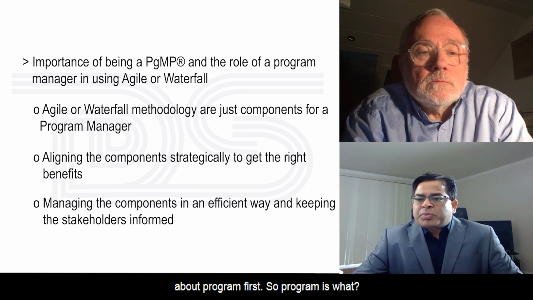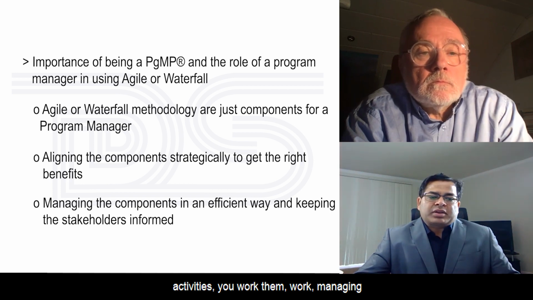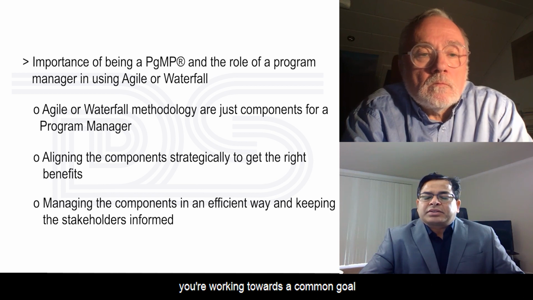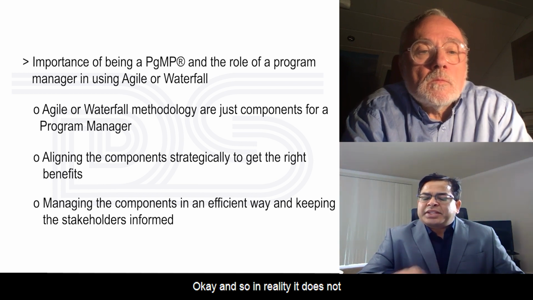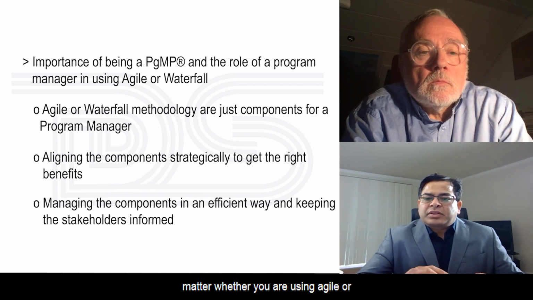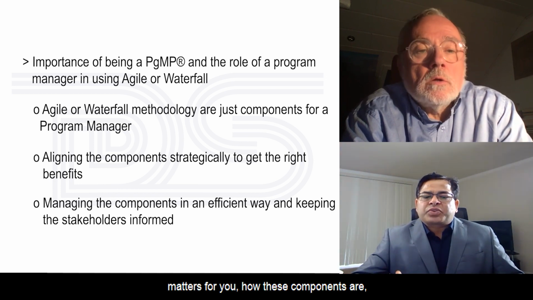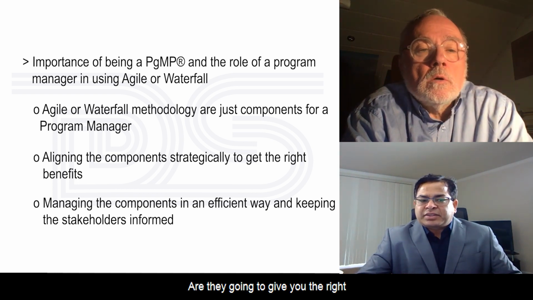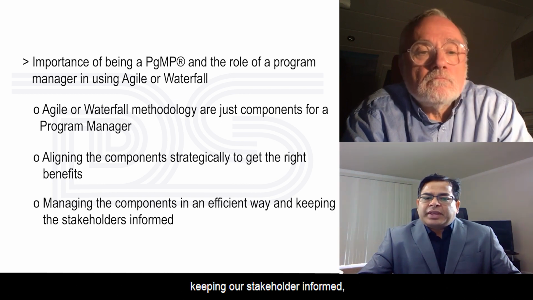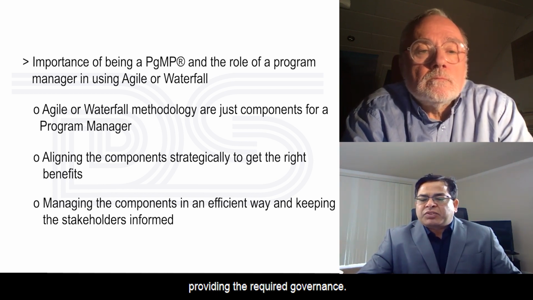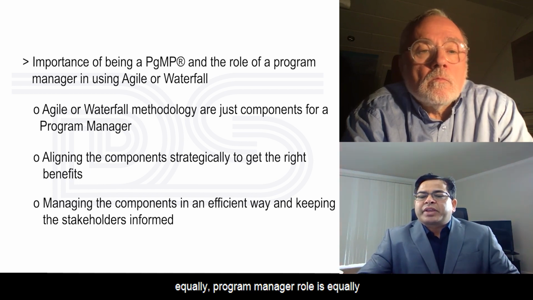So let's talk about program first. A program is where you're running multiple projects, subprograms, and other activities, managing their interdependencies and working towards a common goal, realizing benefits for the stakeholders. In reality, it does not matter whether you are using agile or traditional waterfall. As a program manager, all of this is a component. What matters is how these components are strategically aligned. Are they going to give you the right benefit? Are we managing these components in the most efficient way, keeping our stakeholders informed and providing the required governance? So whether it is traditional waterfall or agile, the program manager role is equally important.